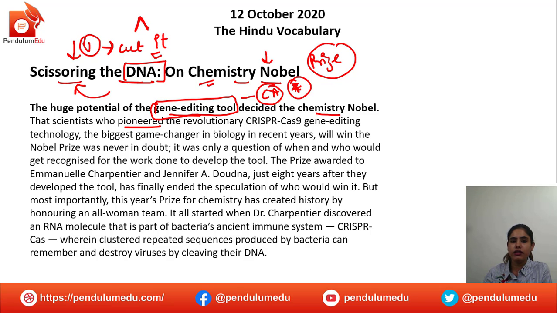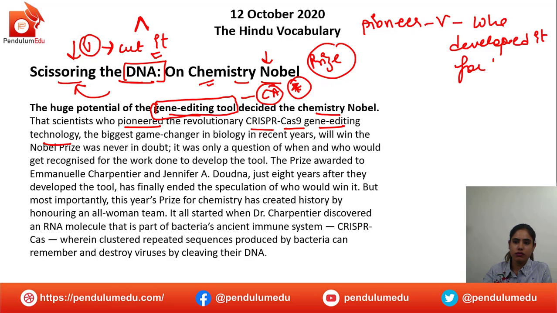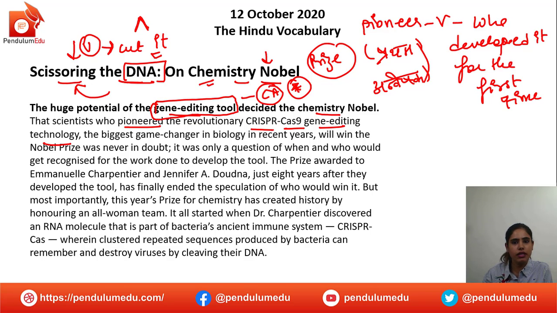The scientists who pioneered the revolutionary CRISPR-Cas9 gene editing technology. Pioneer has been used as a verb here, which means who developed it for the first time. In Hindi, we term pioneer as प्रथम अन्वेषक. So किसी चीज को जिन्होंने पहली बार बनाया है या उसको develop किया है, they are pioneers. So here pioneer has been used as a verb. Okay, so I would say to develop it for the first time.